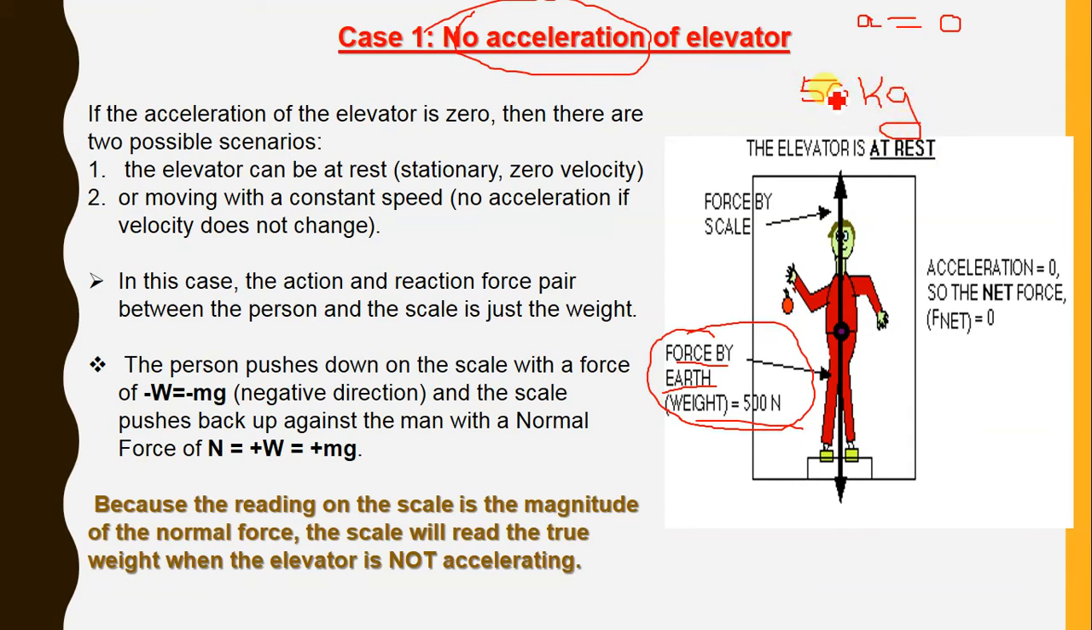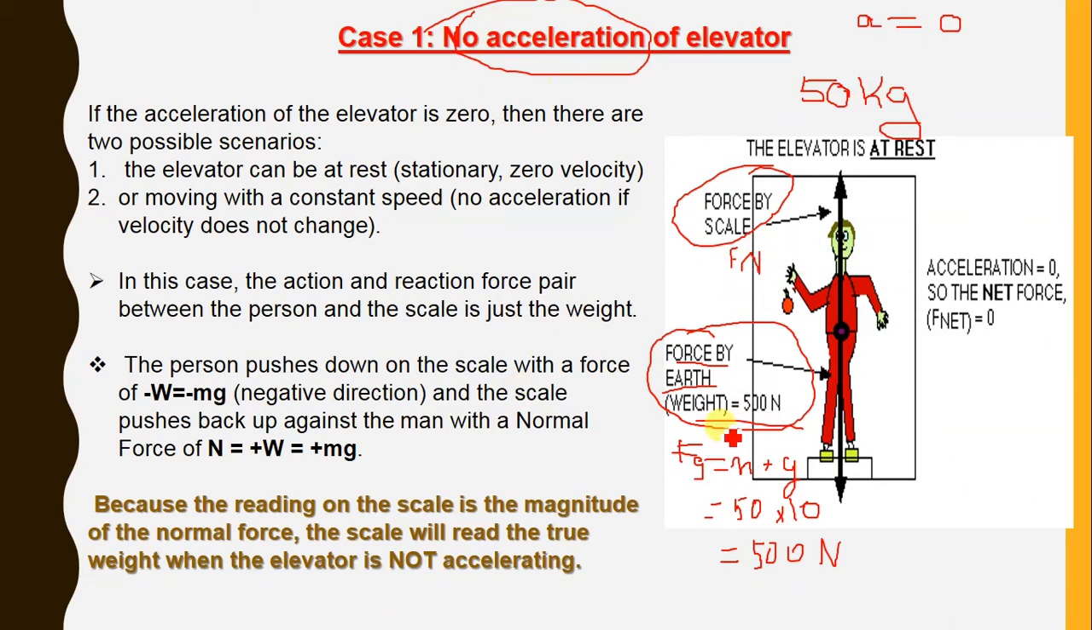Therefore, its Fg is equal to what? Mg, right? M times g. And what is m? 50. And what is g? It's 9.81. We can approximate it to 10. So 500 Newton. And since here the person is in equilibrium, the upward force by the scale, the force exerted by the scale on your body, we call it Fn, normal.